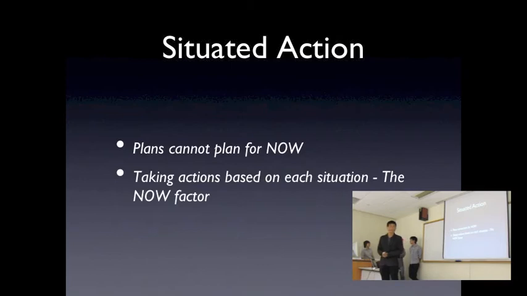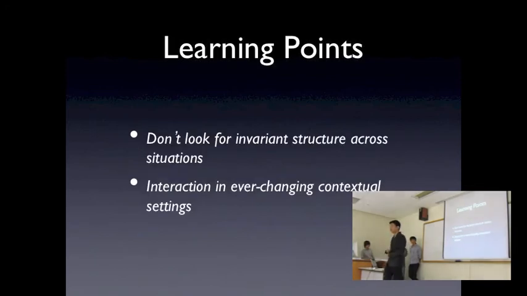Okay, so next we have some learning points on what we can learn from situated action. Actually, there's only one; these two points are one. Instead of looking for a structure and trying to plan in detail what is going to happen at what time, we try to manage the interaction between the context. So instead of saying, okay, I'll do this, we try to manage it. We have an example now.